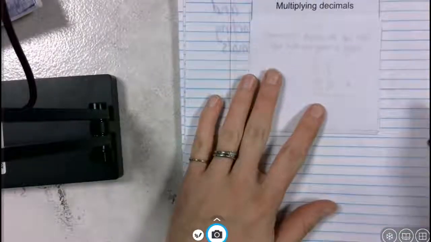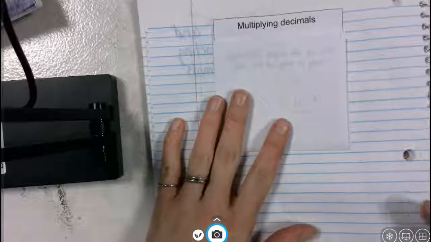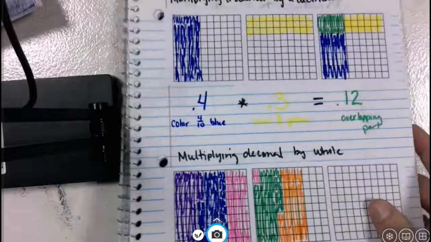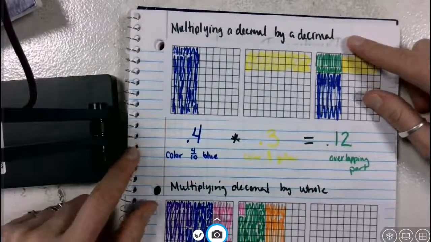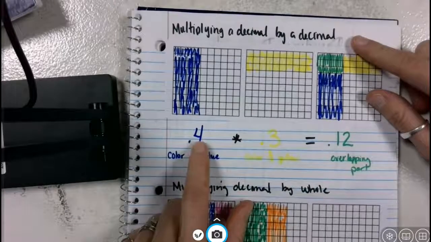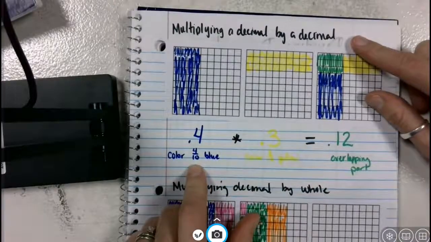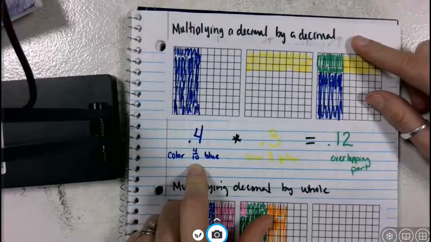So we're going to fold this up. So now let's look at what it actually means to multiply decimals. Like, what are we actually doing? So we're multiplying a decimal by a decimal here. So here I have 4 tenths, and I'm going to go ahead and color that in blue. And here, yes, color matters for this one.